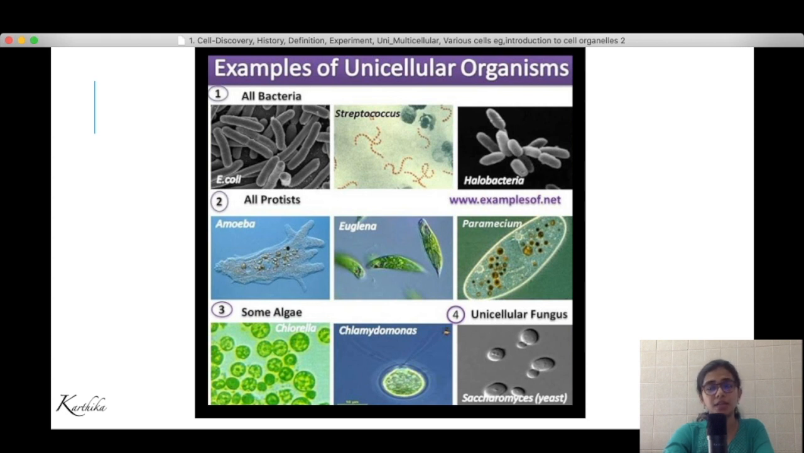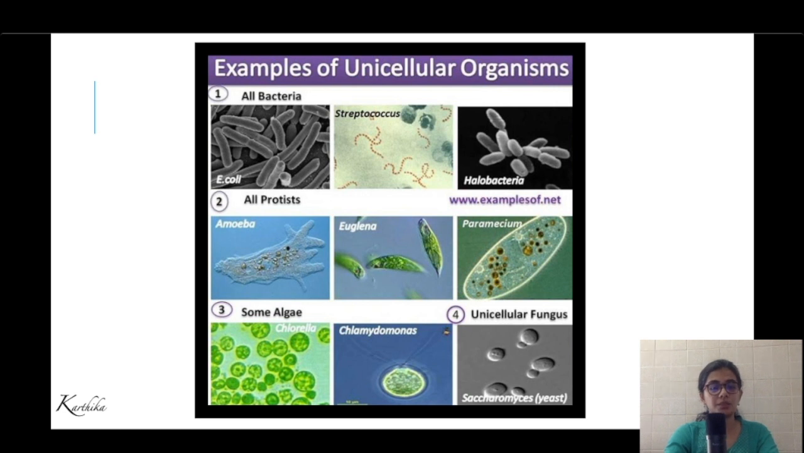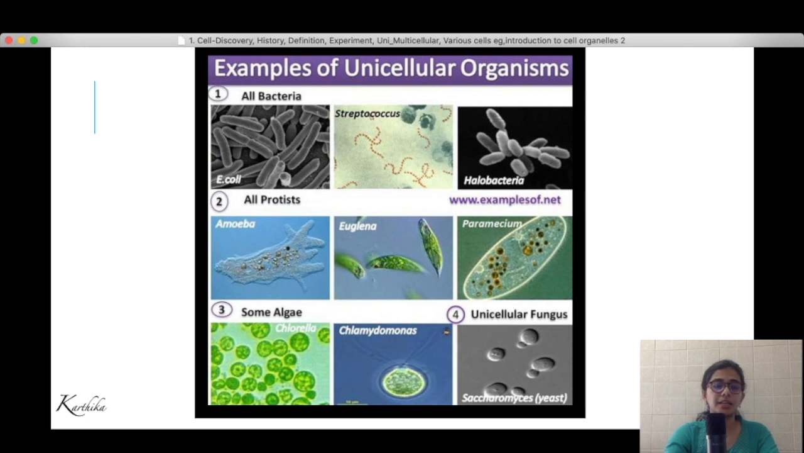Secondly, all protists are unicellular. Examples are amoeba, euglena, paramecium that have been shown here. Amoeba is irregular shaped, as you can see. Paramecium is the classic slipper shape. Then some algae. Algae are plant-like organisms that you see inside ponds and in moist places, which makes them slippery. Some algae are unicellular, like chlorella and chlamydomonas. Then Saccharomyces or yeast. They are unicellular fungi and they are also found in our body. Sometimes they cause diseases, sometimes they are harmless.